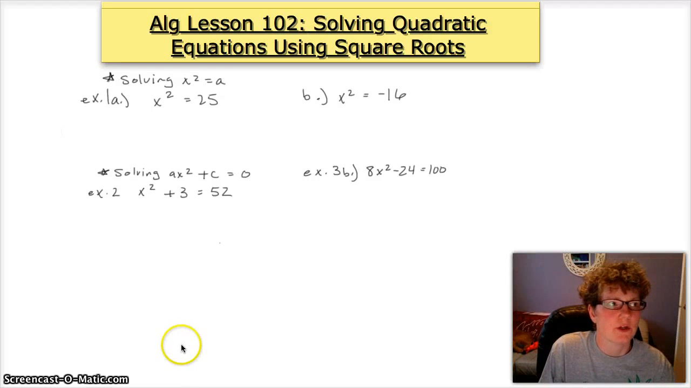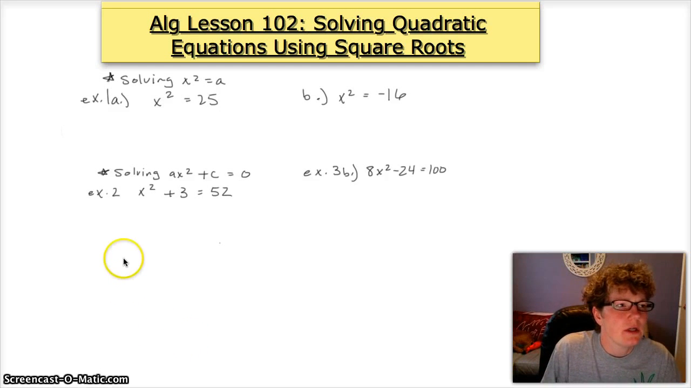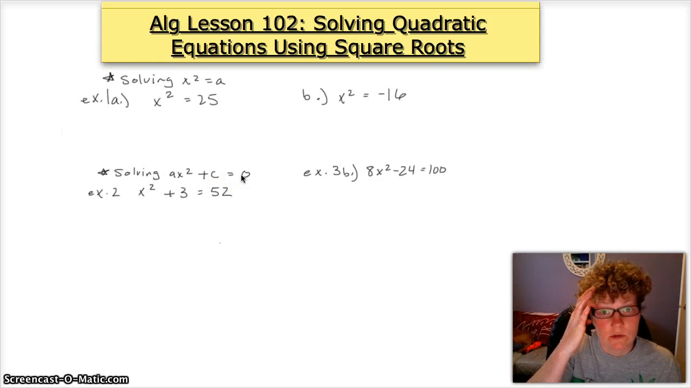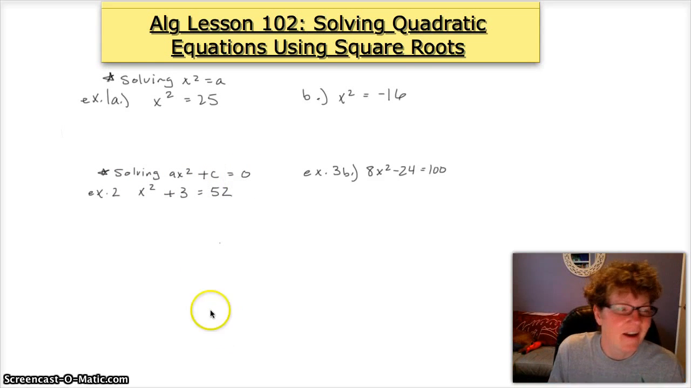Algebra lesson 102 is on solving quadratic equations using square roots. We're going to be doing 4 examples, looking at solving when you have a quadratic in the form of x squared equals a, and then when you have a quadratic in the form of ax squared plus c equals 0. You can use square roots to find the roots of them.